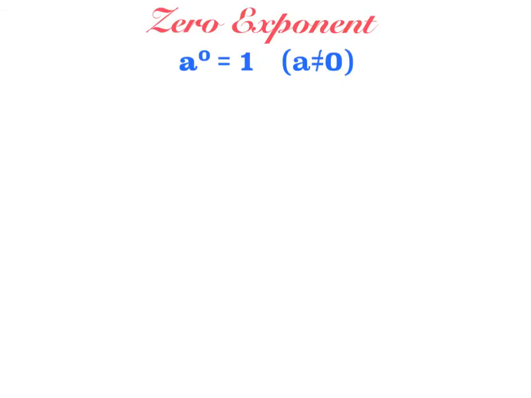We have the 0 exponent power. Anything raised to the 0 power is 1, no matter what, except 0. 0 to the 0 is not 1. But anything to the 0 power is 1. That's it.